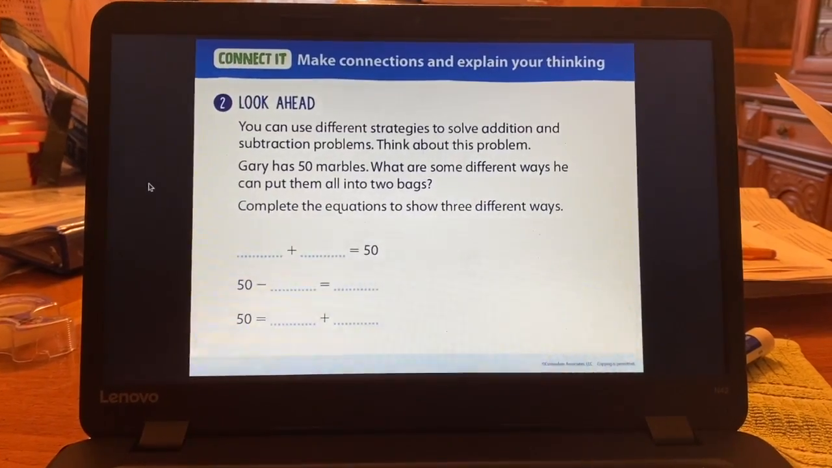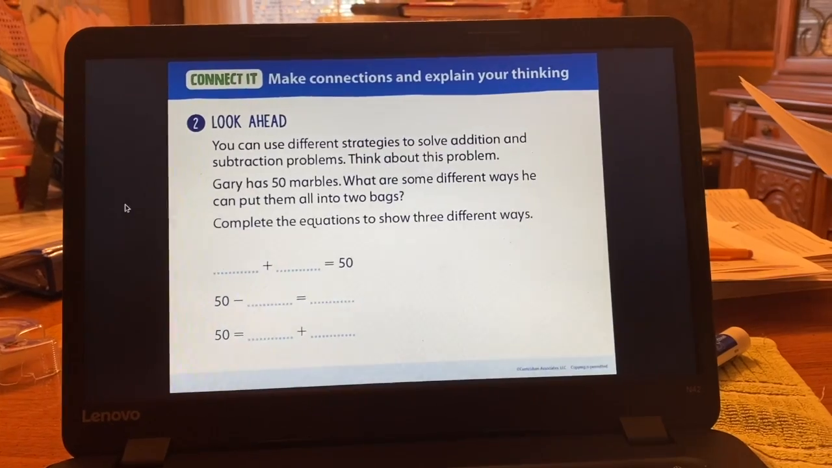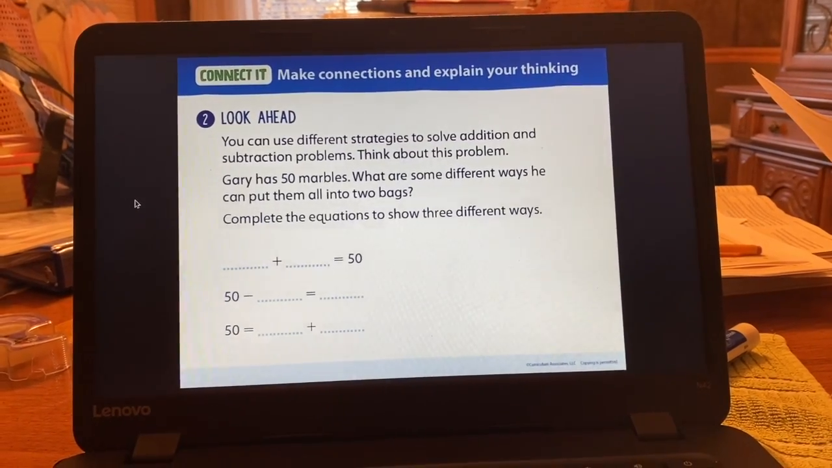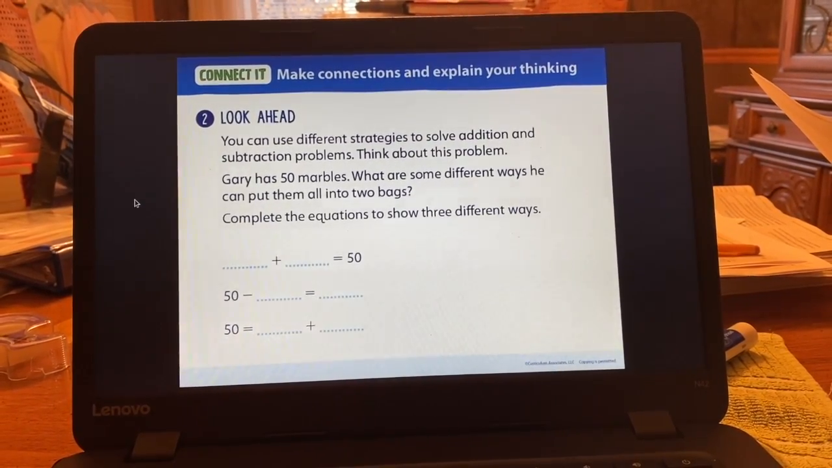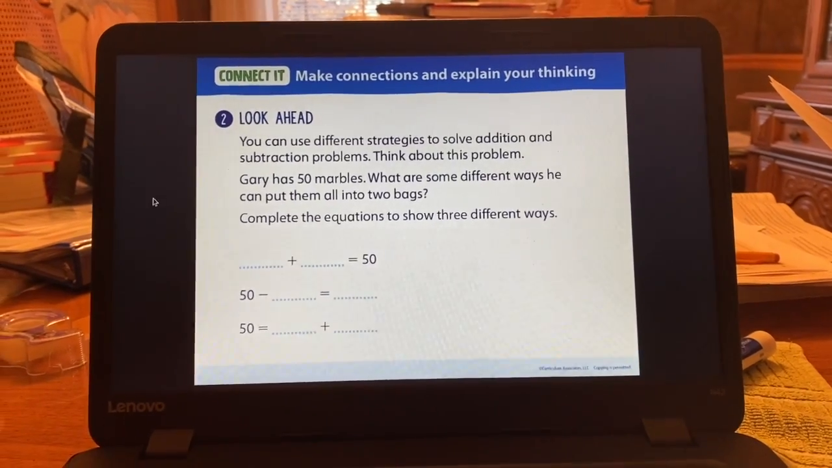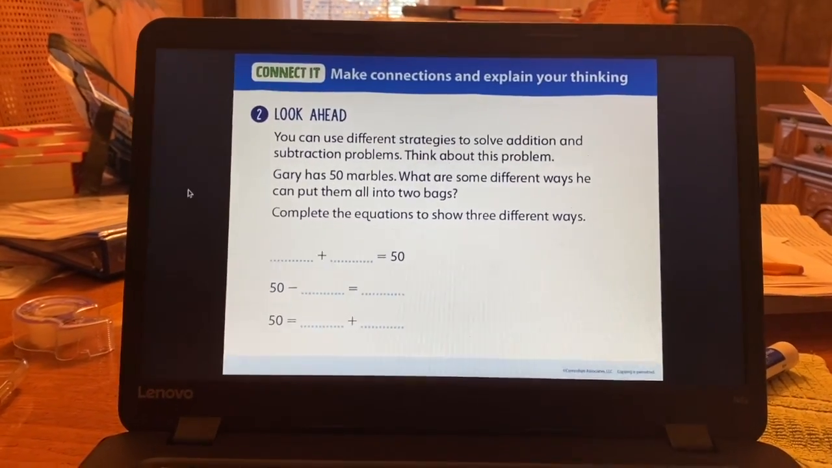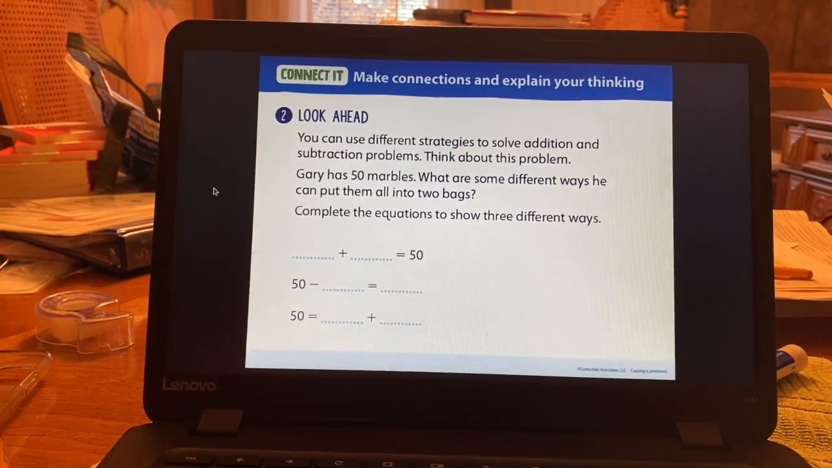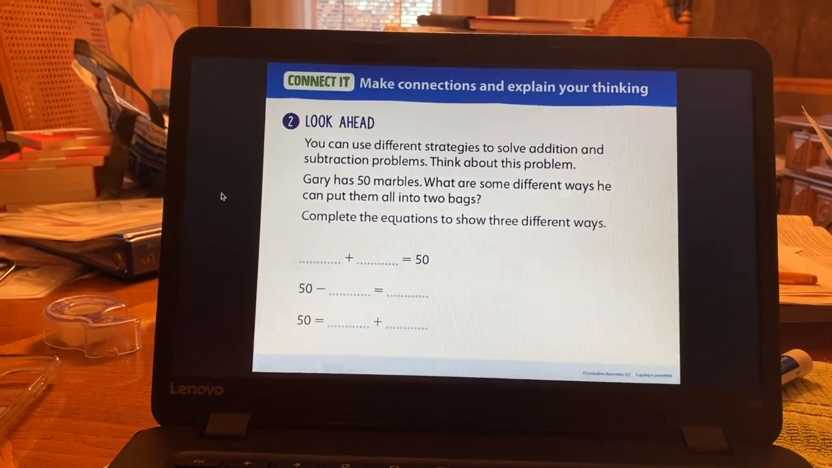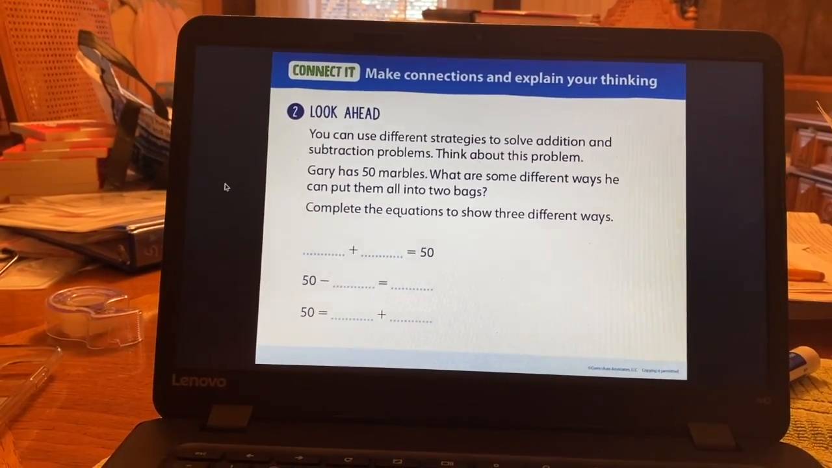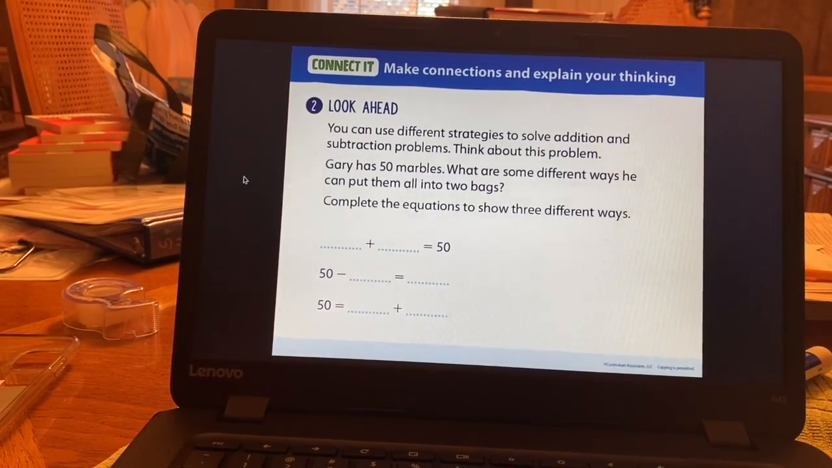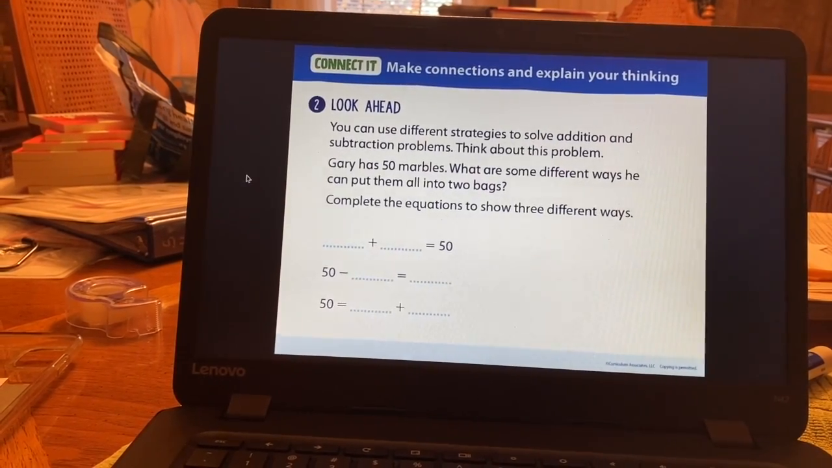Okay, number 2, look ahead. You can use different strategies to solve addition and subtraction problems. Think about this problem. Gary has 50 marbles. What are some different ways he can put them all into 2 bags? Complete the equations to show 3 different ways. So with those lines down there, they want us to use 3 different ways to show this.